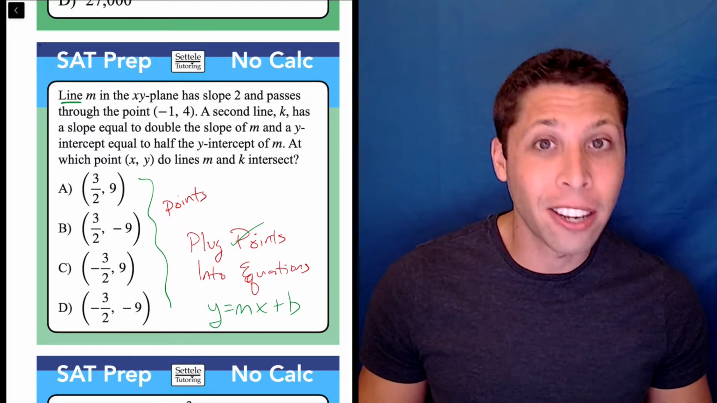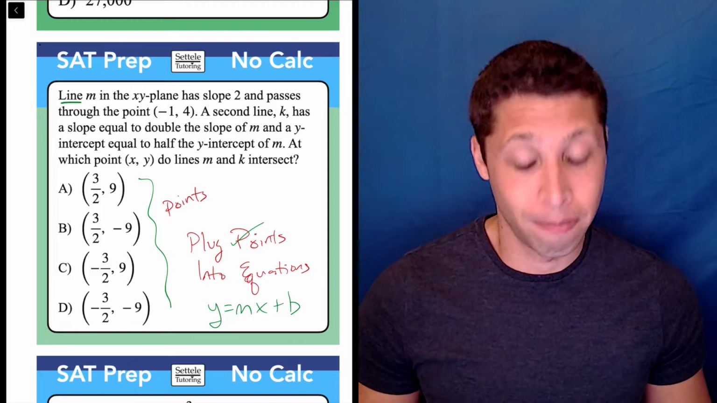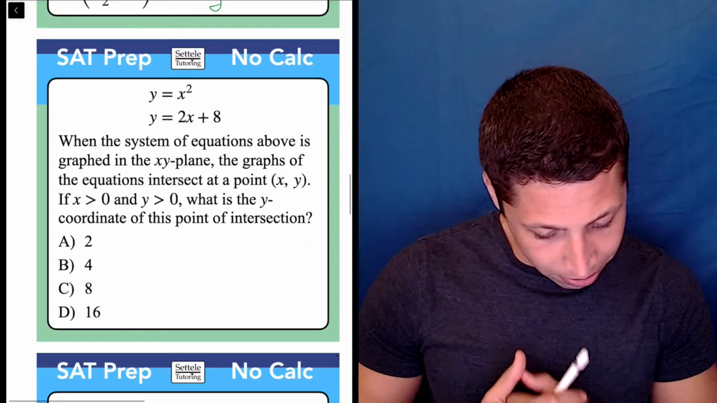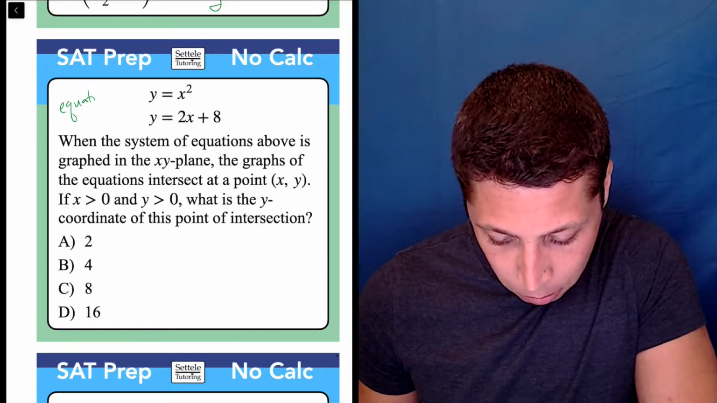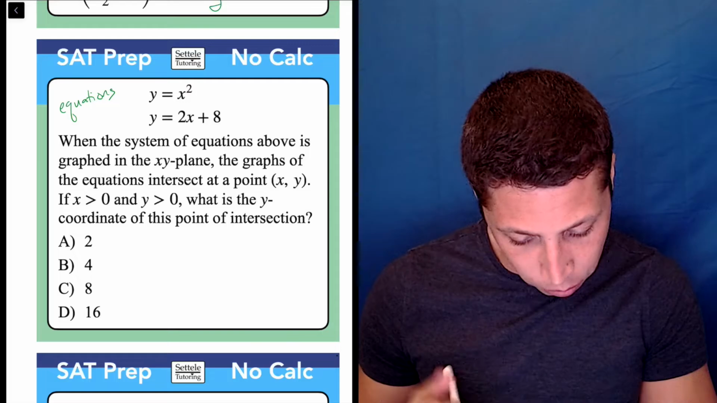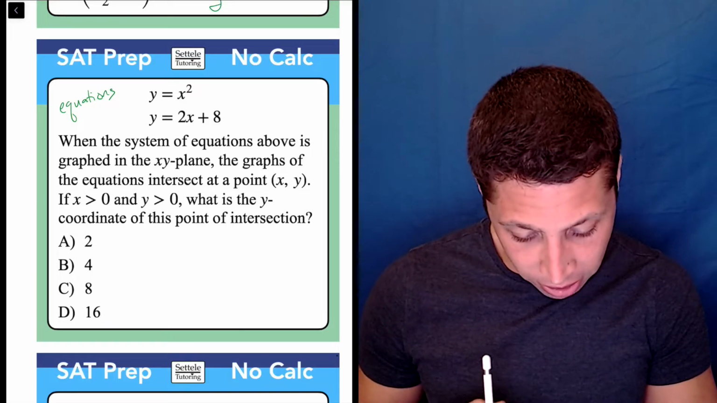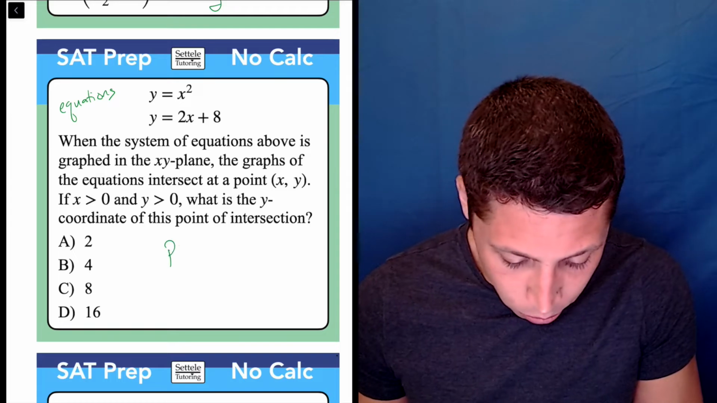You gotta recognize, if you've got points, your first step is probably to make some equations. All right, let's see. What is this one about? I see equations again, so that might be another plug points into equations, but let's see. The system of equations above is graphed in the xy plane. The graphs of the equations intersect at that point. What is the y coordinate? Yep, this is definitely plug points into equations.